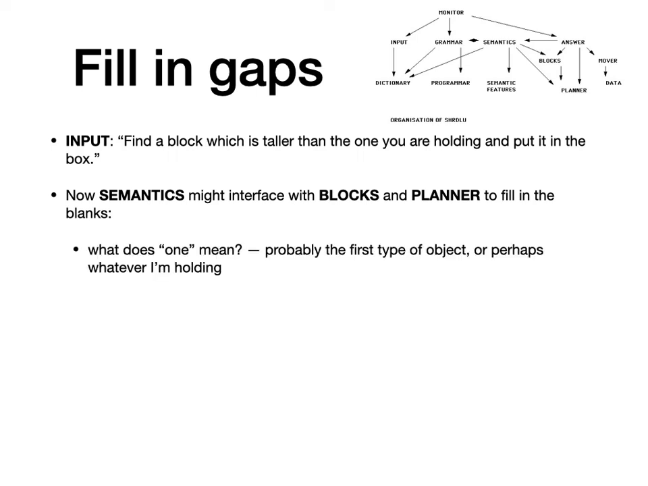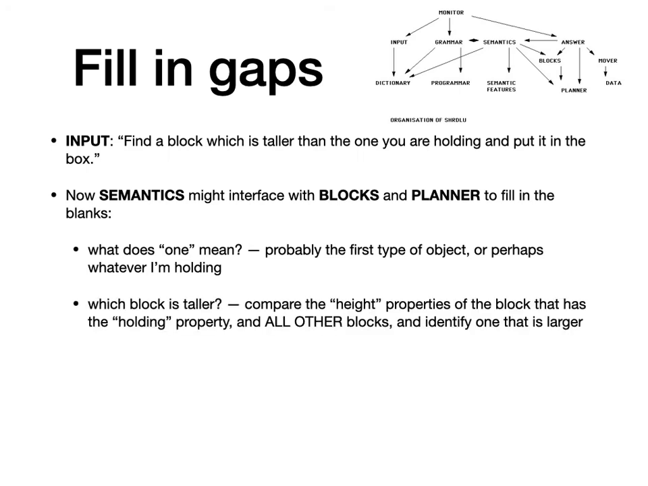So what does one mean? Probably the first type of object that was referenced, or maybe specifically here because we have the one being some undetermined type of object, whichever one I am currently holding. That's pretty useful. The world tells me that, and that's also, I'm only holding one thing at a time as SHRDLU. So, hey, that's a pretty good key. That will help me fill in that one means whatever I'm holding.